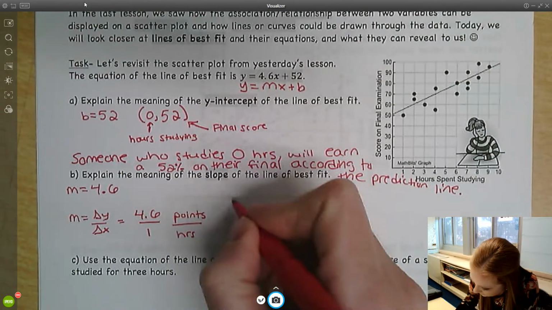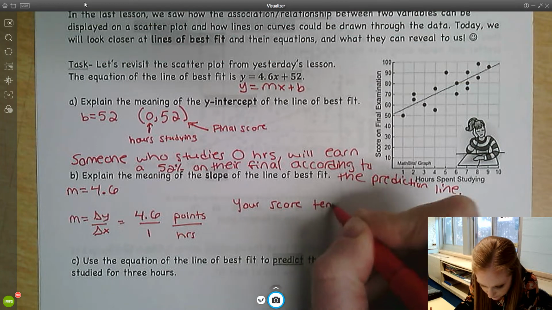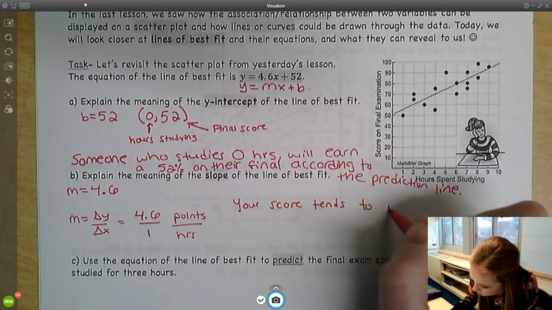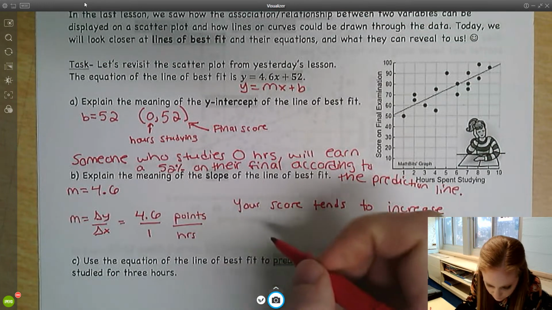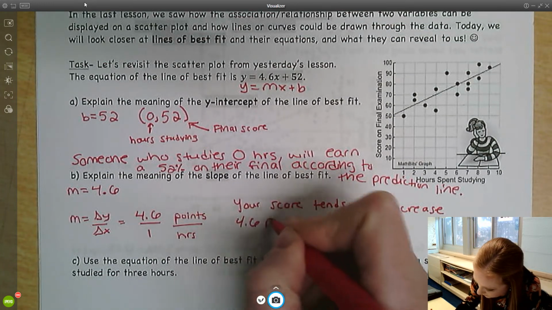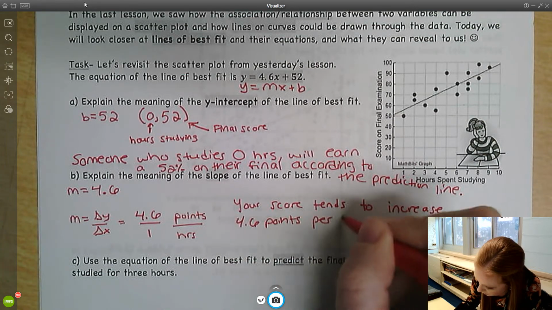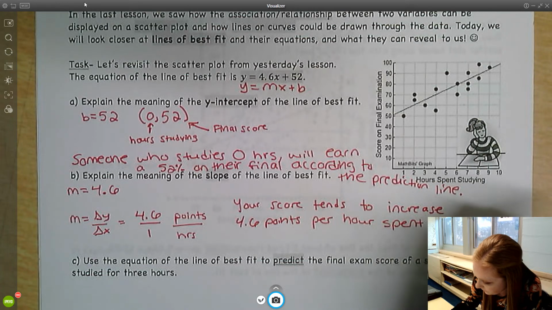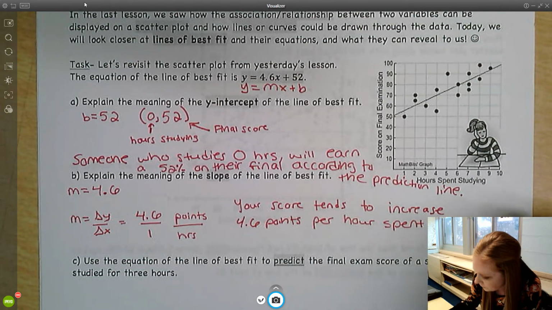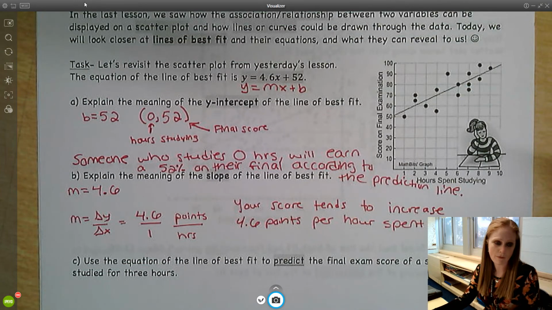So what this means is your score tends to increase. Our prediction line is increasing, our slope is positive, 4.6 points per hour spent studying. So the line estimates that for every hour you spend studying, your score will go up about 4.6 points. That's our rate of change, our slope.